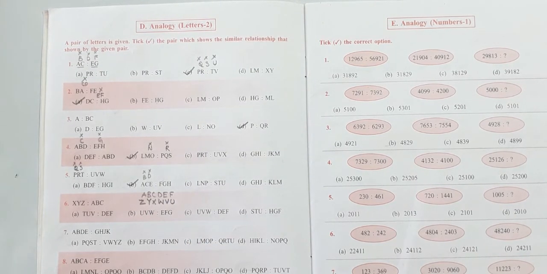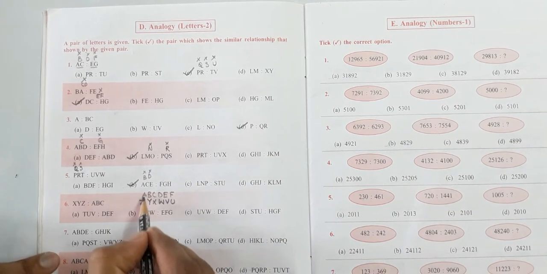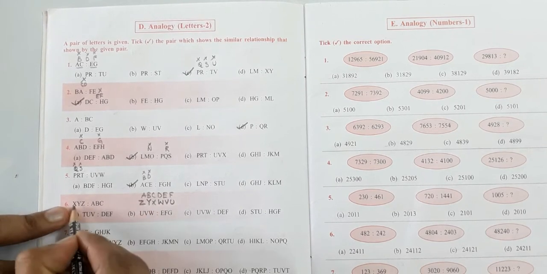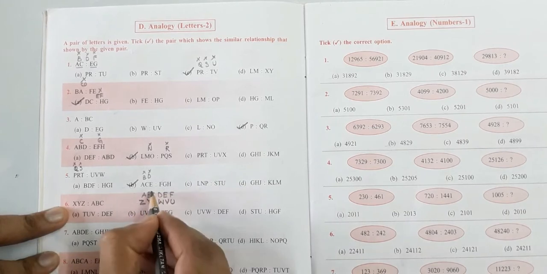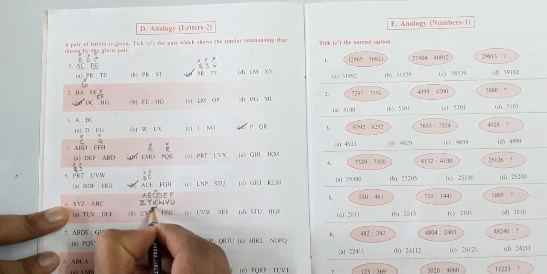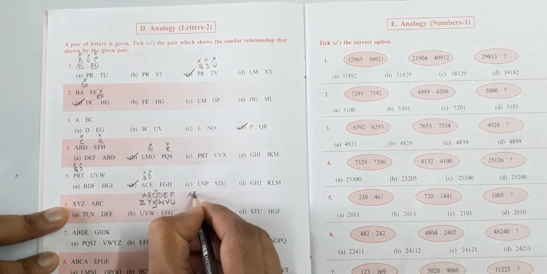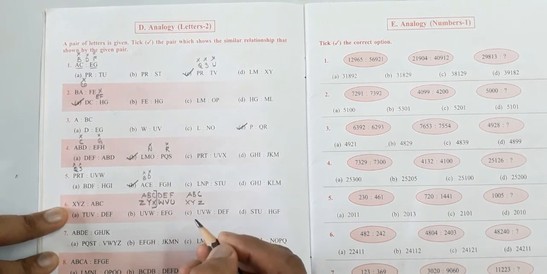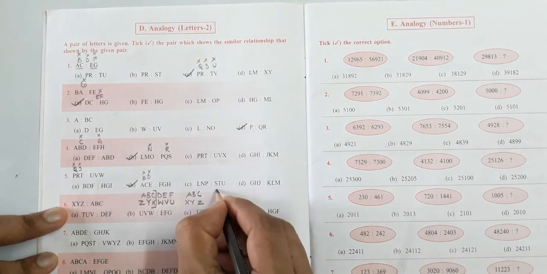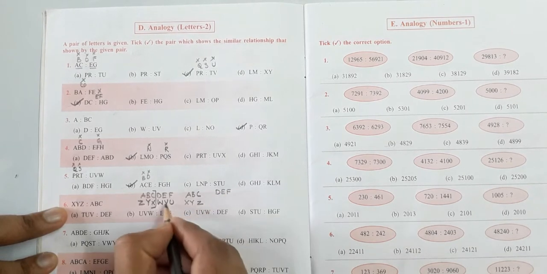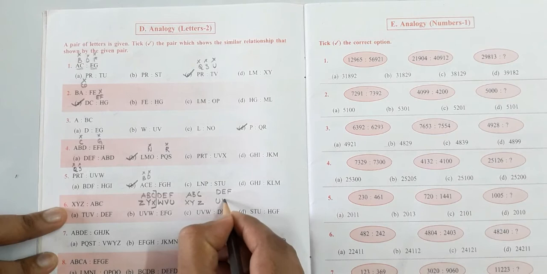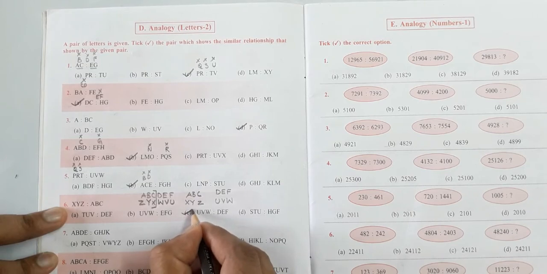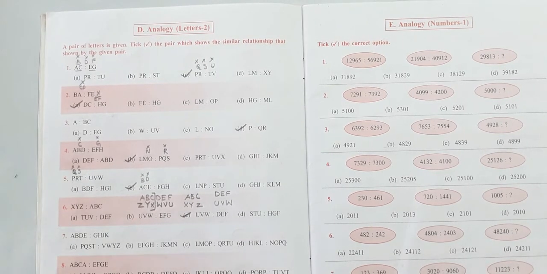In that case, what exactly should come? A should match with Z, B should match with Y, C should match with X. But if you observe the sequence, they made it reverse. That means they took the first three letters like A, B, C, and they reversed this sequence again, X, Y, Z. In that case, if I take D, E, F, if I reverse this sequence, it becomes U, V, W. So look, U, V, W is equal to D, E, F. So this is the sixth answer.